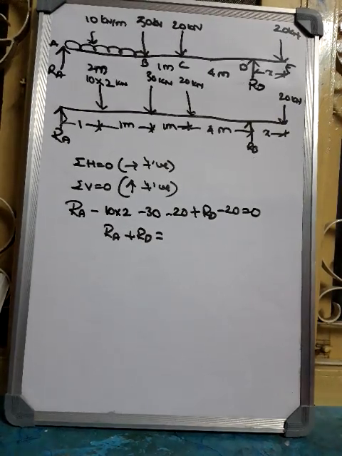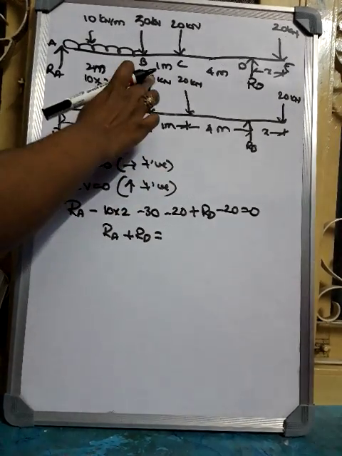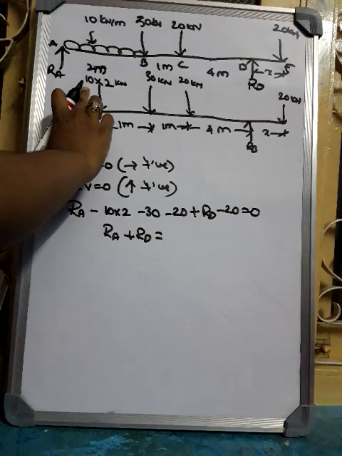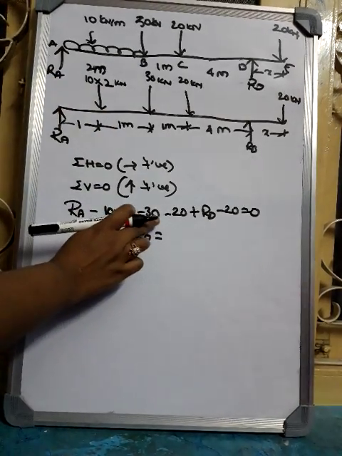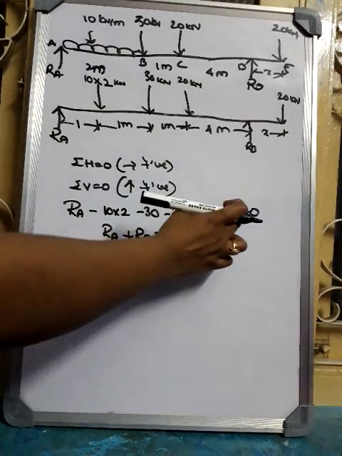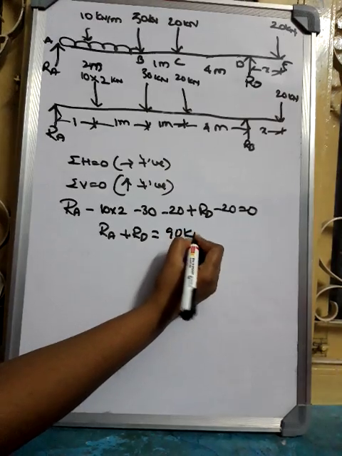Yes, this is 30 we have considered, and this is 10 into 2. So we'll be getting 20 plus 20 plus 30 plus 20, so it will be 90 kilonewton.